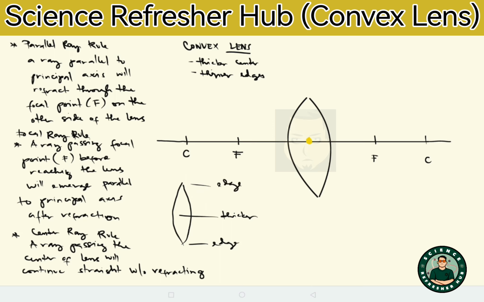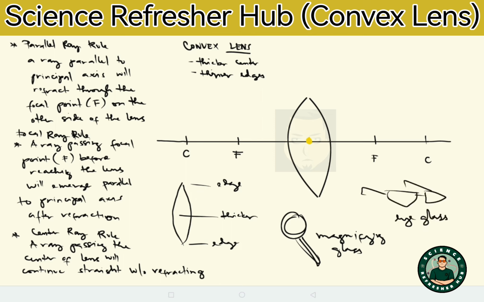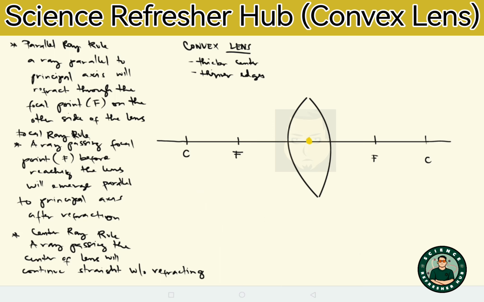Okay, and it's a popular lens used in magnifying glass, or even the lenses used in eyeglasses. What else? Like in a microscope, the lens of a microscope is a convex lens, and camera as well. The lens in a camera is a kind of convex lens. All right, so I will just erase this first, and we will apply the three rules in this case.